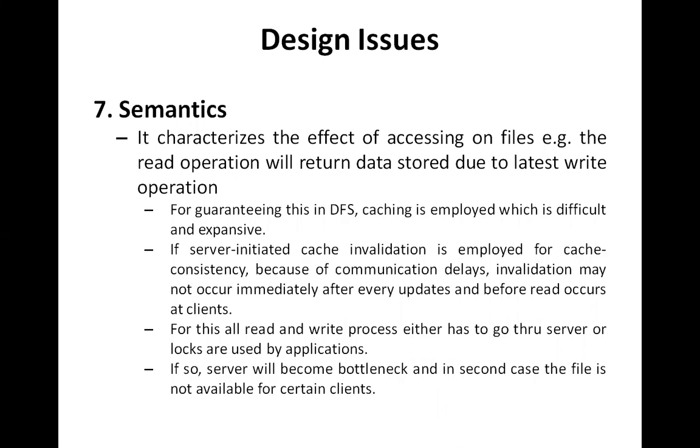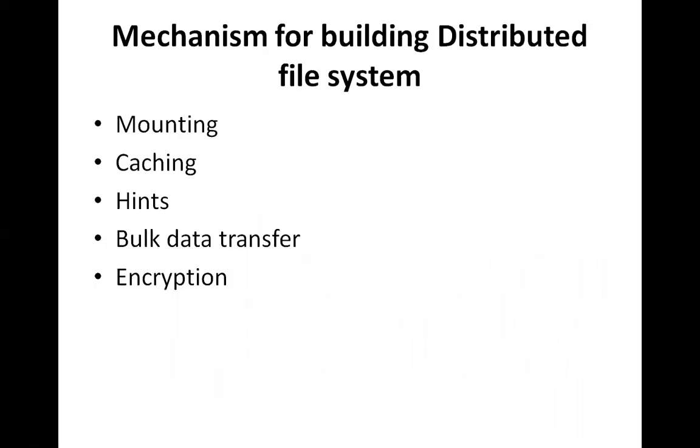So these were the 7 different design issues related to the distributed file system. Based on these issues, let us now discuss the mechanisms for building the distributed file system. There are 5 important aspects related to the basic mechanism of a distributed file system: the first is mounting, then caching, hints, bulk data transfer, and encryption.